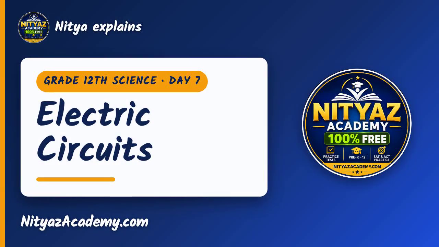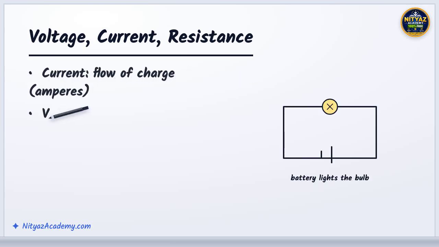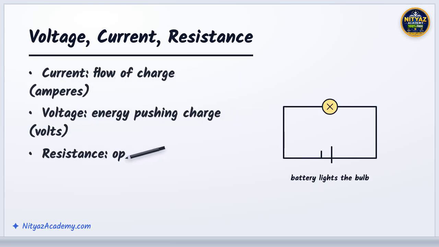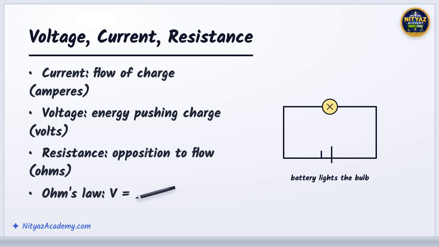Let's learn electric circuits together, step by step. An electric circuit moves charge around a loop. Current is the rate of that charge flow, measured in amperes. Voltage is the energy that pushes the charge, measured in volts. Resistance opposes the flow and is measured in ohms.